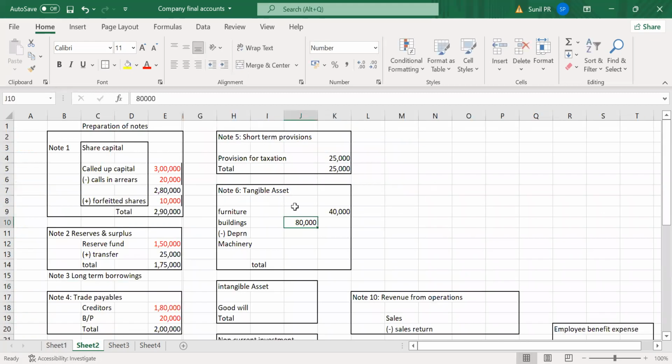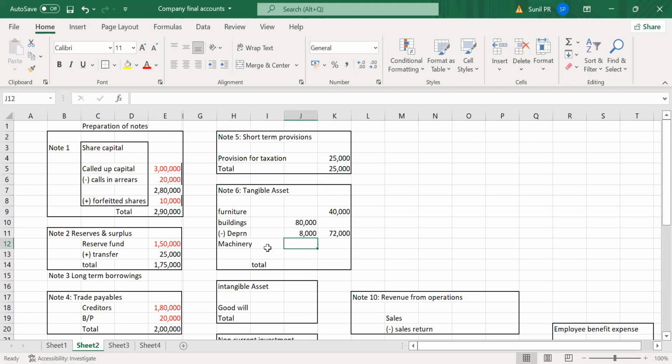Once you have taken, one more time you have to take. So buildings, you are taking it here. Buildings minus depreciation. What is the percentage? 10%. That would be 80,000 into 10%, which is 8,000. Yes, 80,000 minus 8,000 will be 72,000.